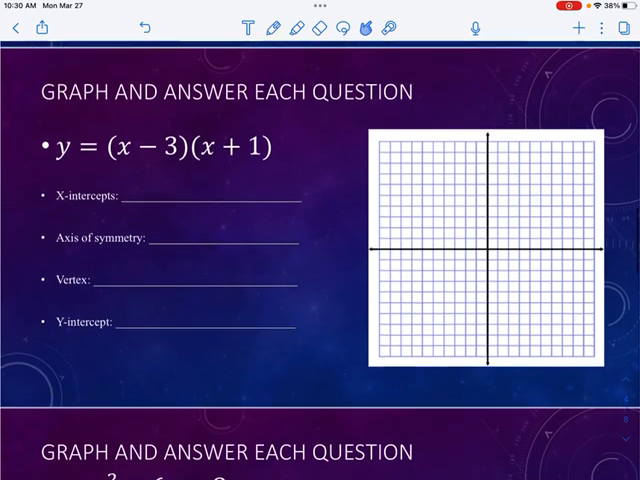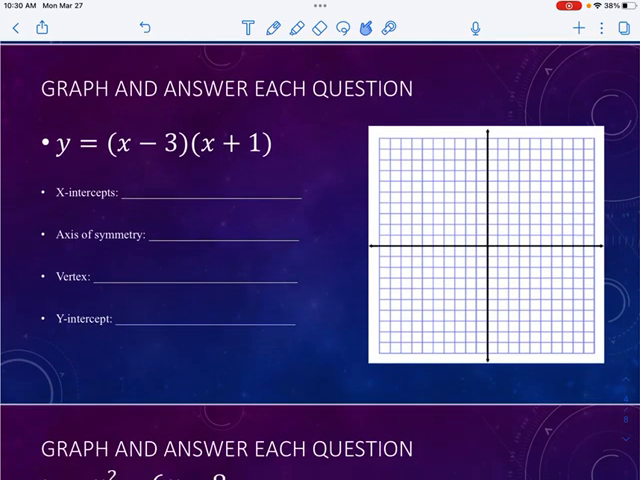All right, so now let's do some graphing in intercept form. So the first thing I notice is I am in intercept form because I already have it in factored form here. So the first thing I want to do is find my x-intercepts. What I'm going to do is take each of my factors and set them equal to 0.